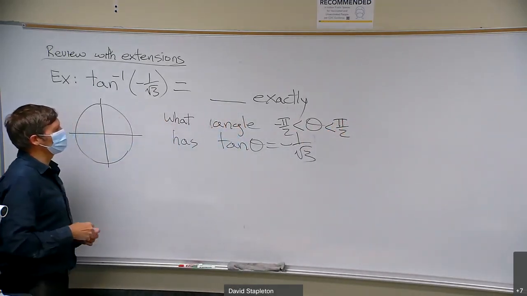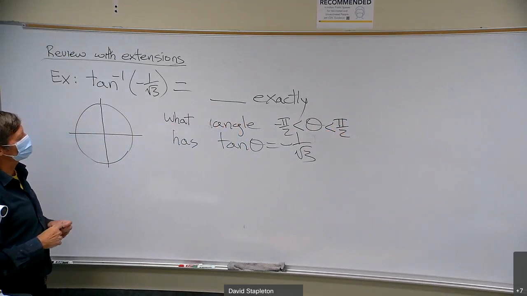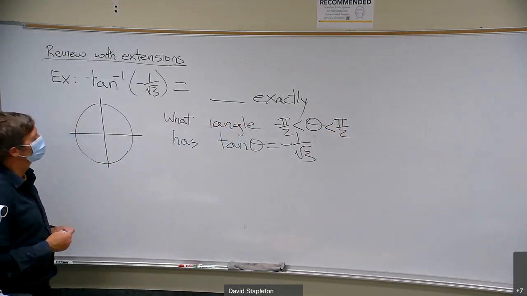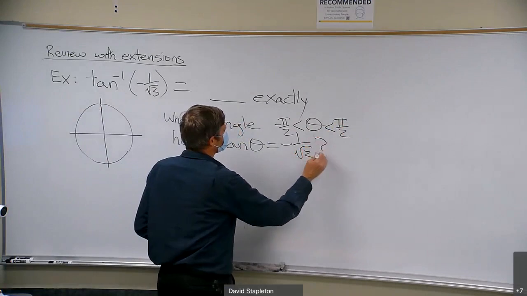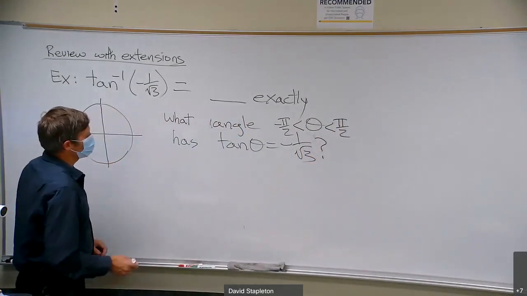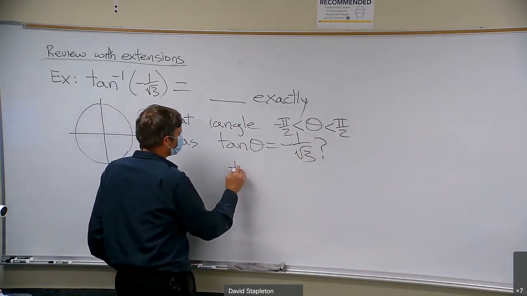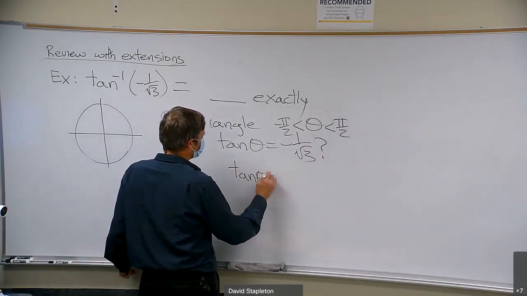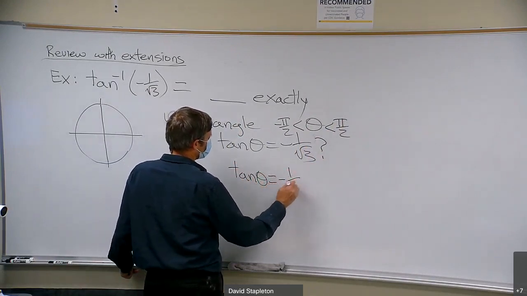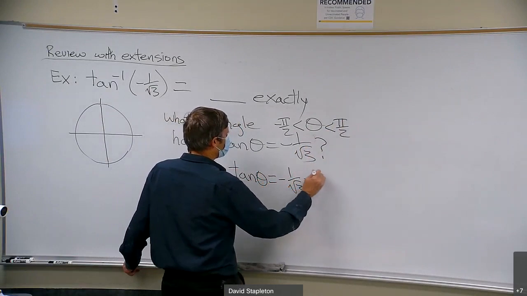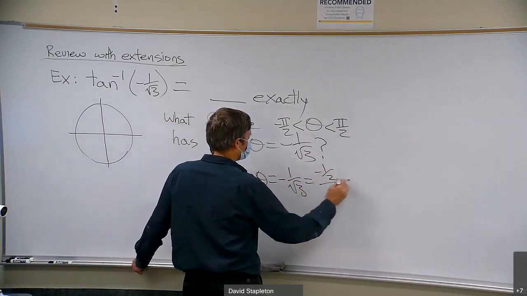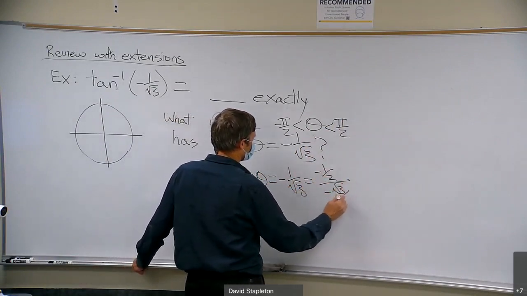All right, so what angle between minus pi over 2 and pi over 2 has tangent equal to minus 1 over square root of 3? That's all you have to answer in the unit circle. But like I said, this is the tricky one. Here's what you do. You rewrite it as tangent theta equals minus a half or minus square root 3 over 2.